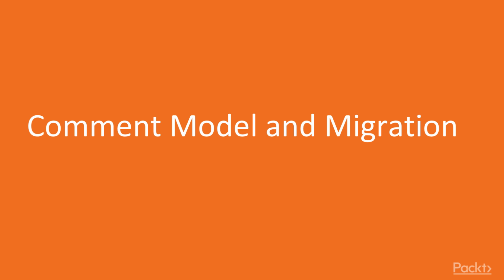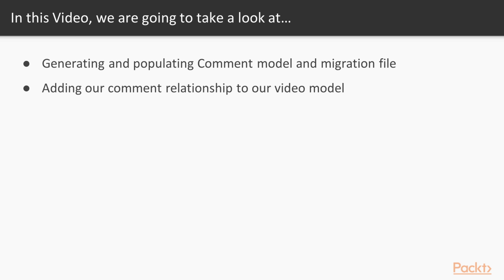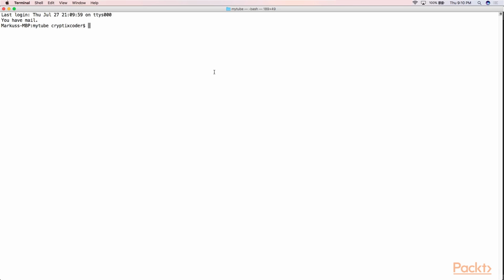Let's get started getting our comment model and migration file set up. In this video, we are going to define our fields for our migration file and run our migration. Then we'll set up our relationships in our video model. Let's get started by generating our comment model and migration file.